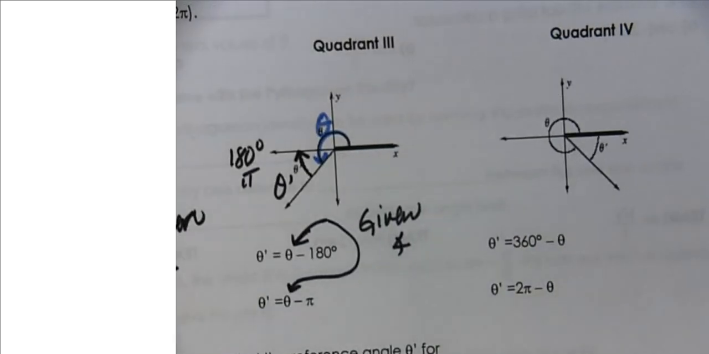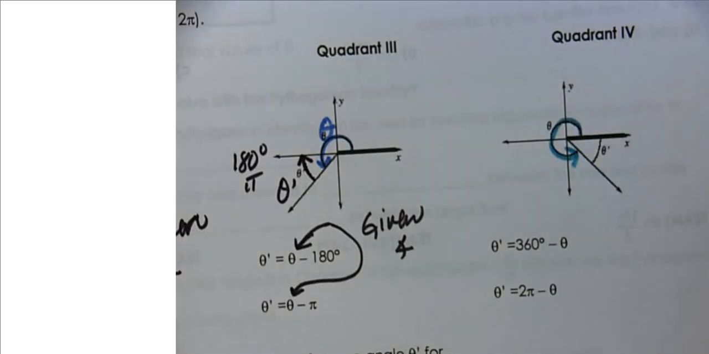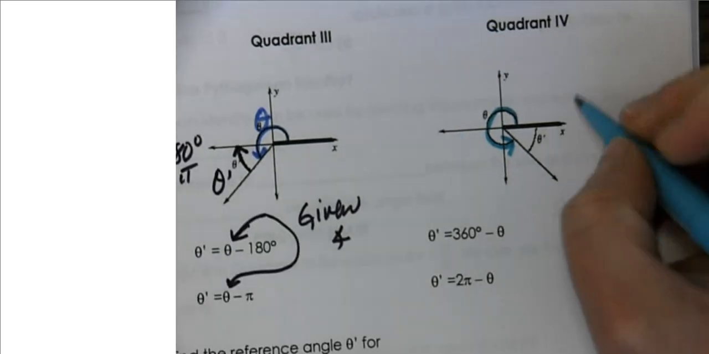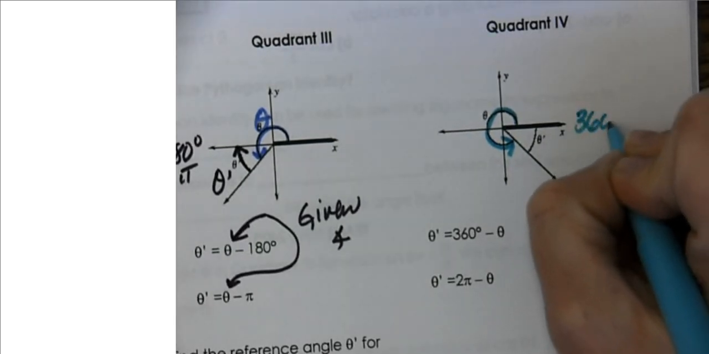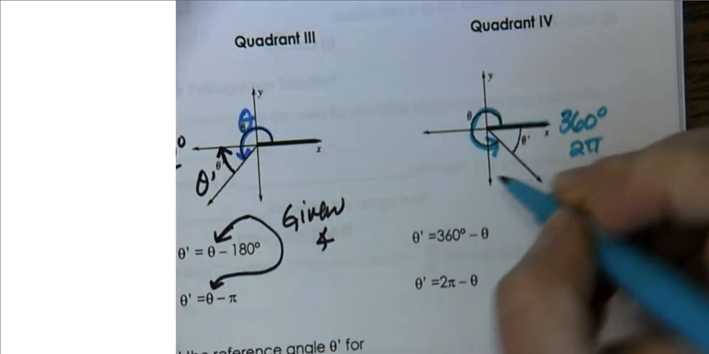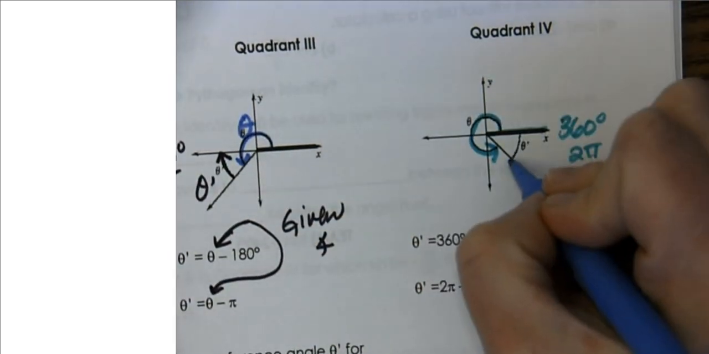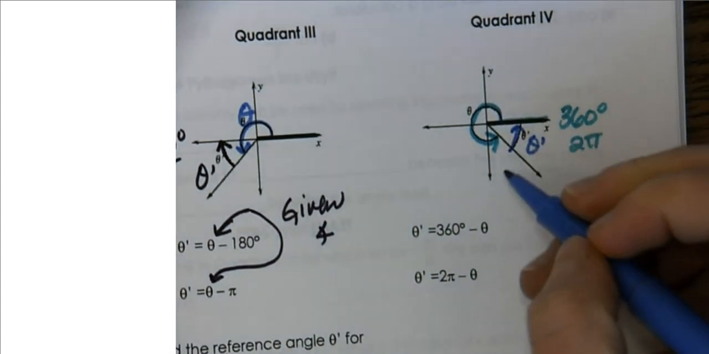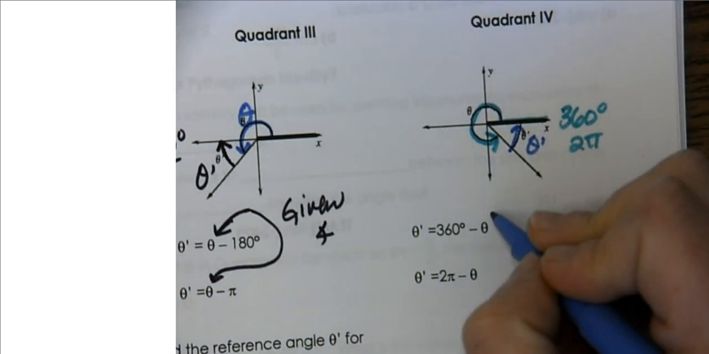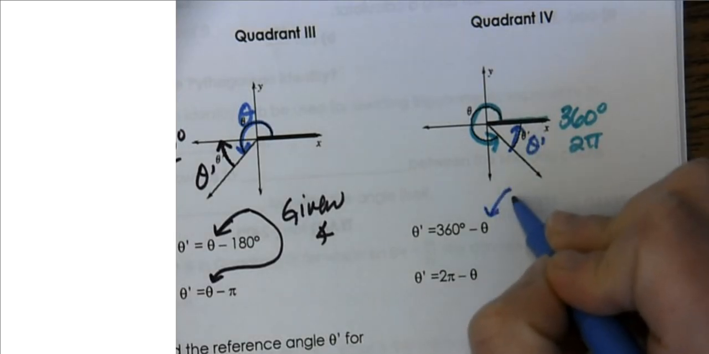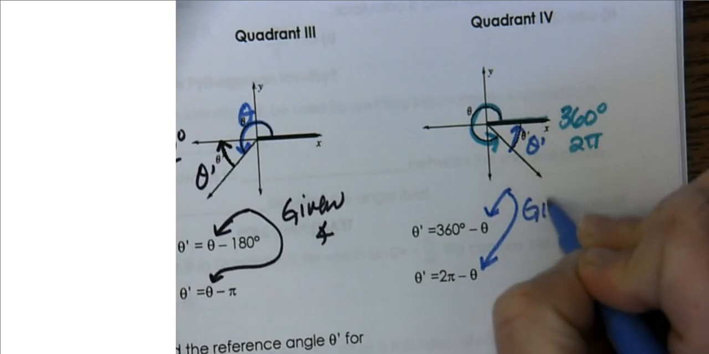If you have an angle that lands in quadrant number 4, you're asking yourself, how much further do you need to go before it reaches 360 degrees or 2 pi? Because that's where the closest x-axis is. That is what your reference angle would end up being. So the formula, if you want to look at it as a formula, would be that theta prime is 360 minus your given angle.